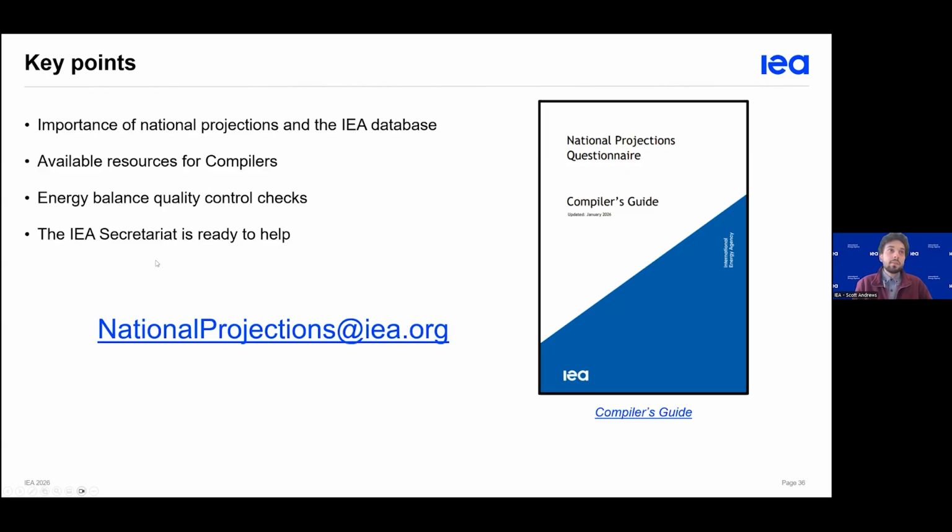The other thing we talked about was the energy balance quality control check. This applies to everybody, using that table below the main balance. This is also something that we check on our side. So if you look at it and you notice something, it saves a bit of an exchange.